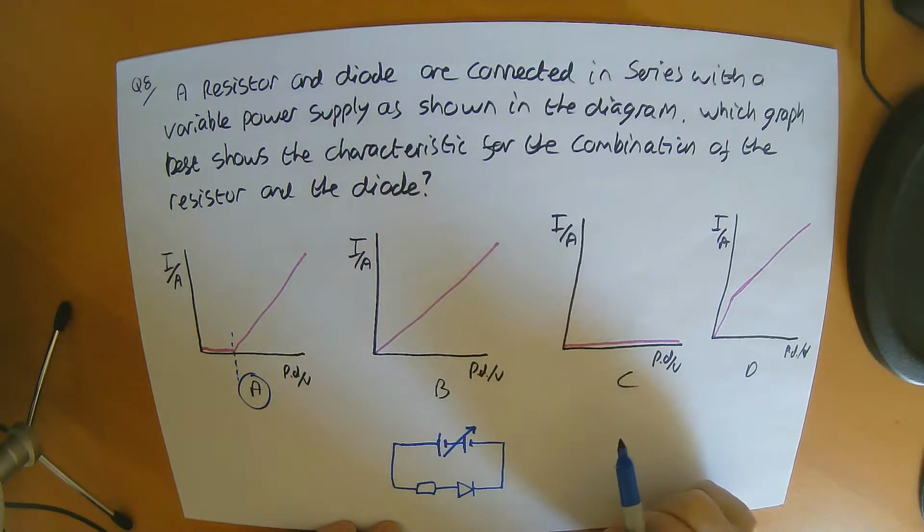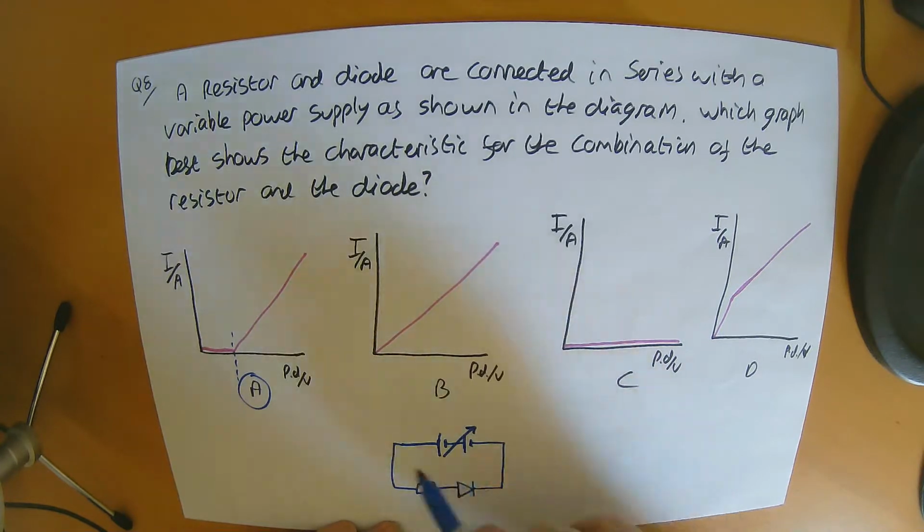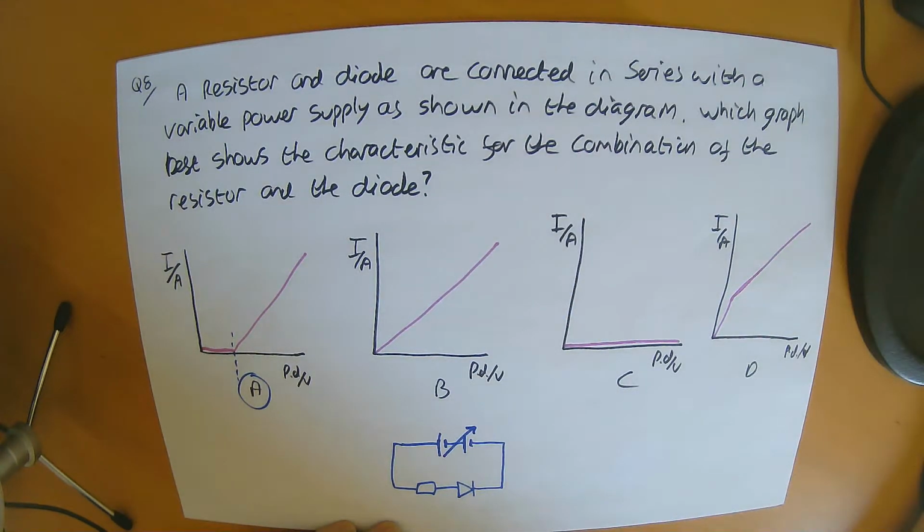Actually, this is the kind of question which is easier as a multiple choice than it would be as an extended response question, because deriving the shape and working out the shape of that graph from scratch would have been quite difficult to do.